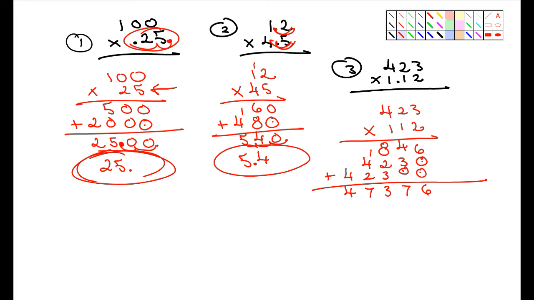So that's the number we have here, 47376. And there's 2 decimal places we haven't accounted for, so I'm going to start right here and move it 2 places. So the answer is 473.76. So there's your answer.